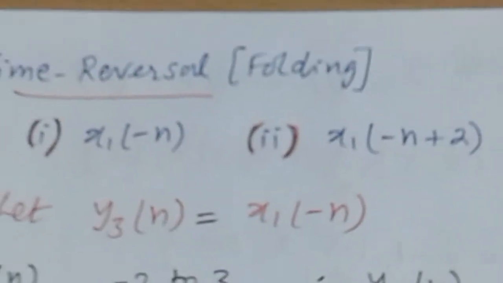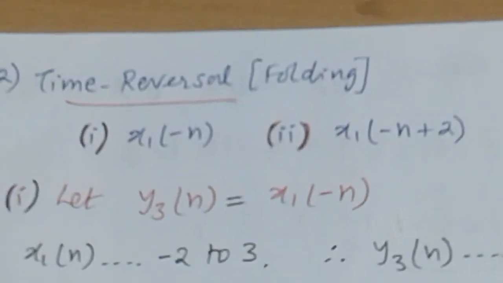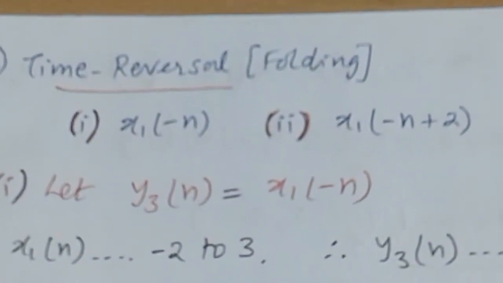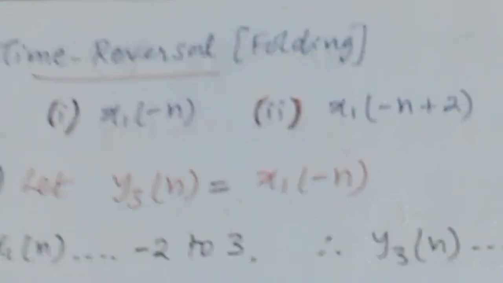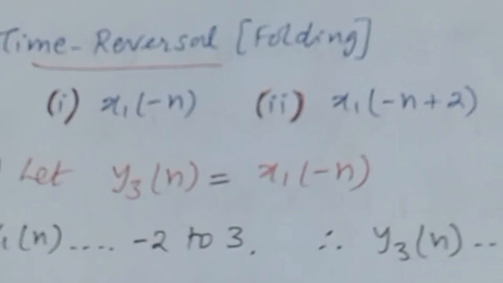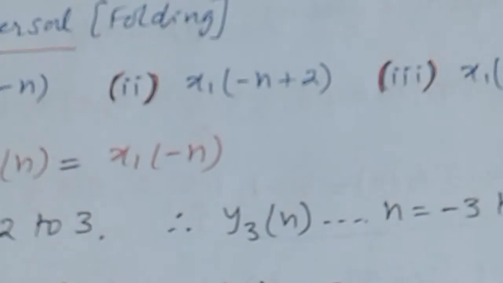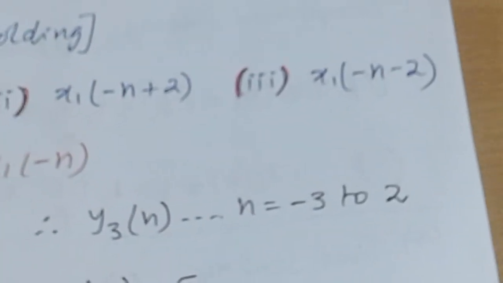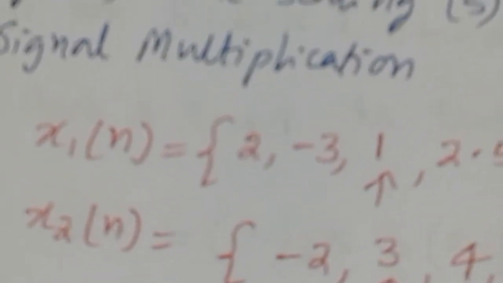We will continue with the topic on operation on discrete time signals. Last class we saw about time shifting. Now today we will see time reversal, otherwise called folding. So here we are going to find x1 of minus n, x1 of minus n plus 2 and x1 of minus n minus 2.